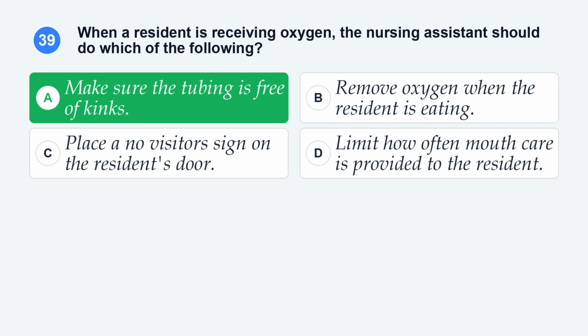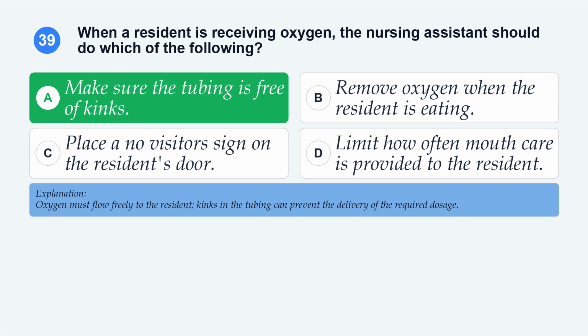The correct answer is option A. Make sure the tubing is free of kinks. Explanation. Oxygen must flow freely to the resident. Kinks in the tubing can prevent the delivery of the required dosage.